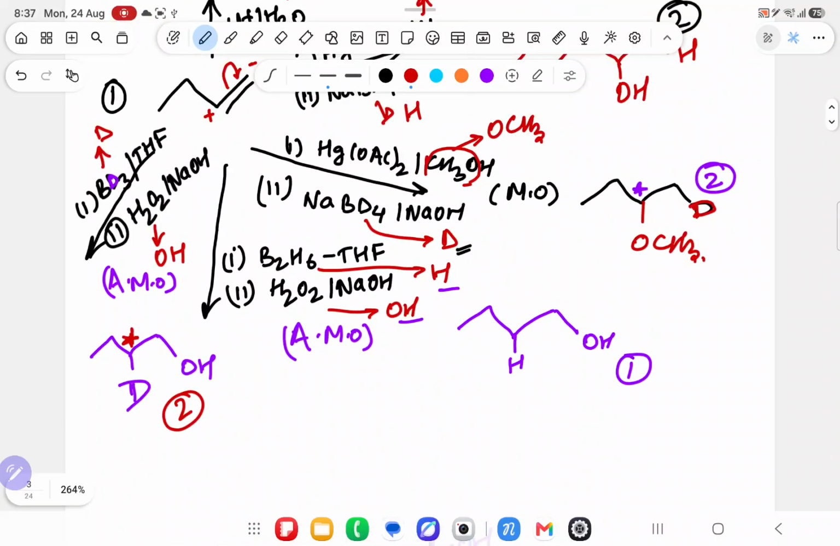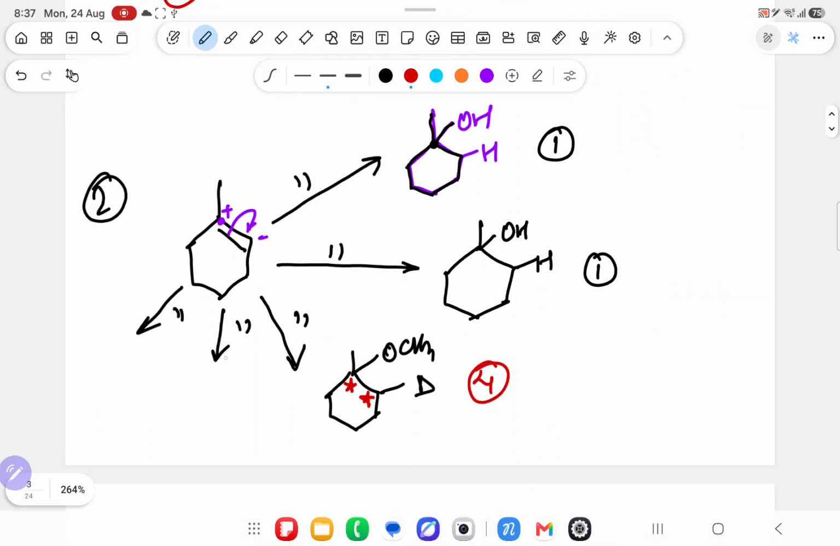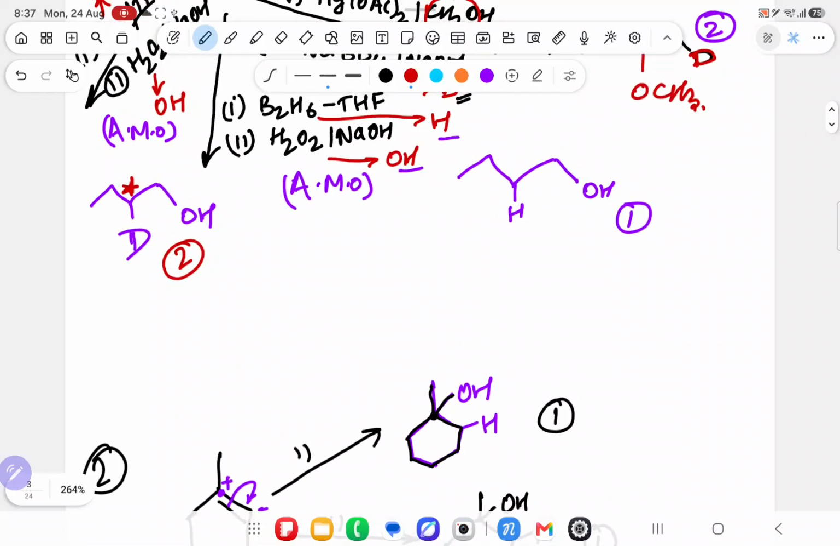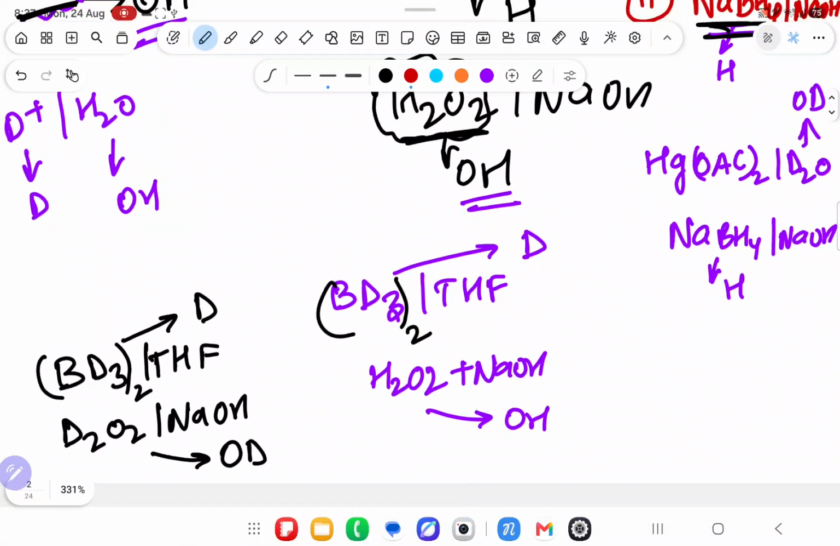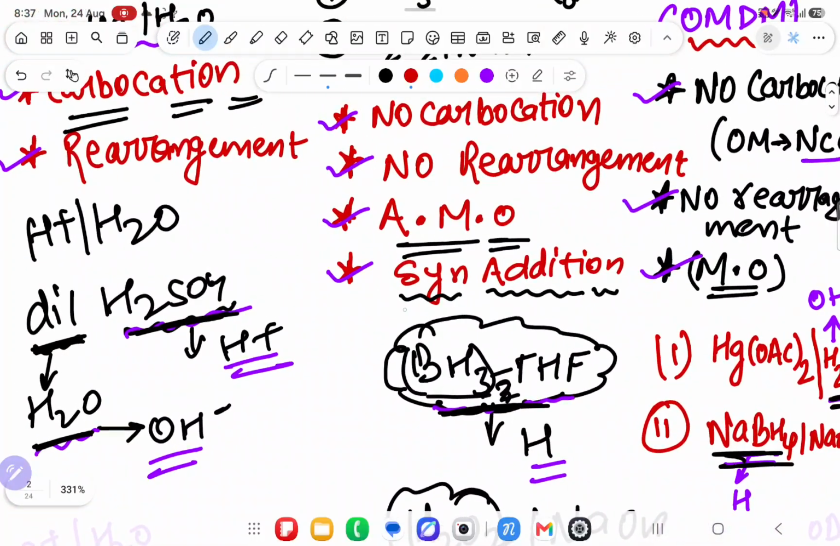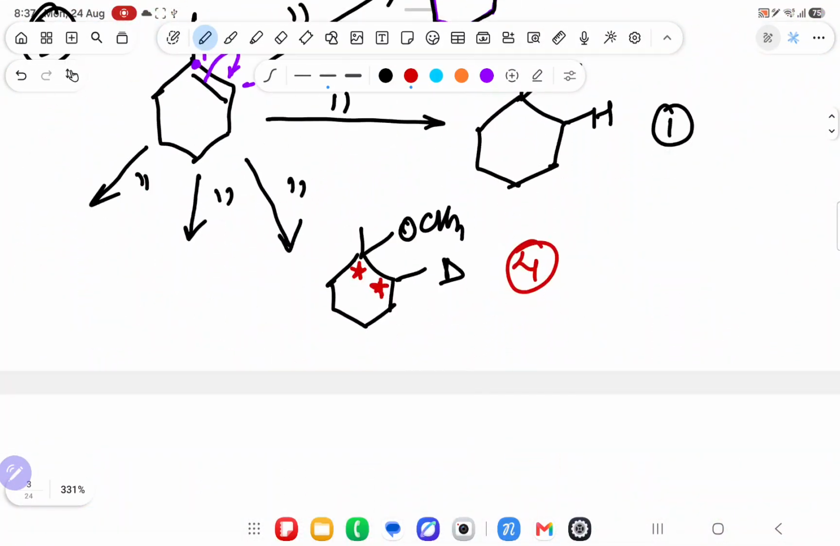Next part, what have I taken? B2H6, anti-Markovnikov's rule, but this will do syn addition. What will it do? Syn addition. Written now over here, especially for this hydroboration oxidation, syn addition. Yes sir. So it will do syn addition.